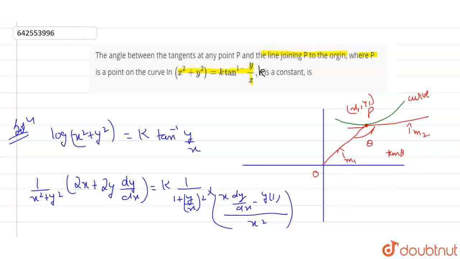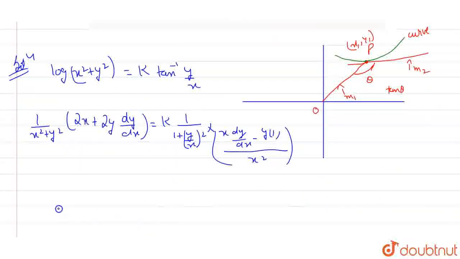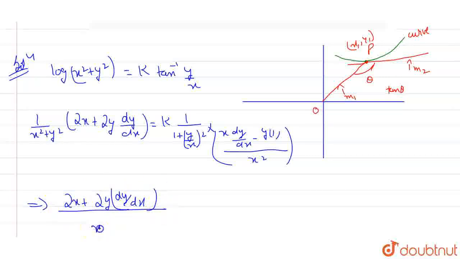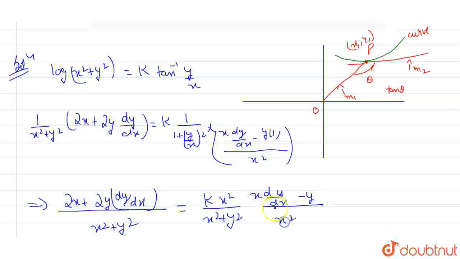Now we can write this equation as 2x plus 2y dy by dx, divided by x square plus y square, and this side we have k with the product of x square divided by x square plus y square. If we solve this, x square becomes the numerator part, and on this side we are left with x dy by dx minus y divided by x square. These are the values we have here.